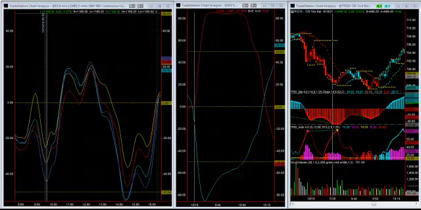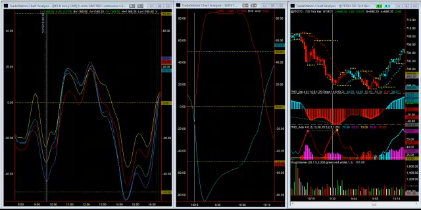In this video, I'm going to go over a couple of things. One is the ADX versus volume. Then we're going to go over the index meter as well as the RSI on the advancing and declining issues.